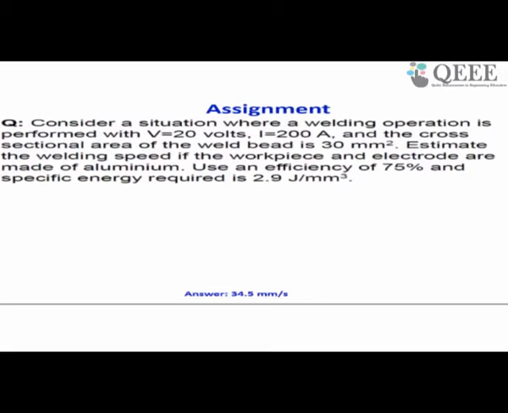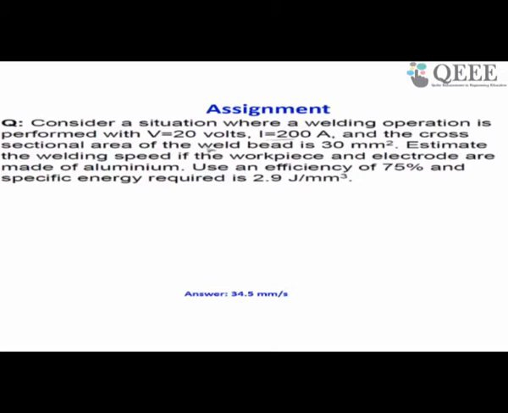Yeah, what is the answer? Please tell me quickly. So it is a very simple question. Your voltage V is given, I is given. You can easily get your initial input, which is nothing but V into I. So V into I equal to 20 into 200 equal to around 4000 watt. So efficiency equal to output by input.